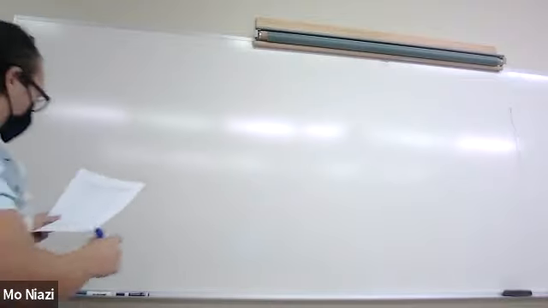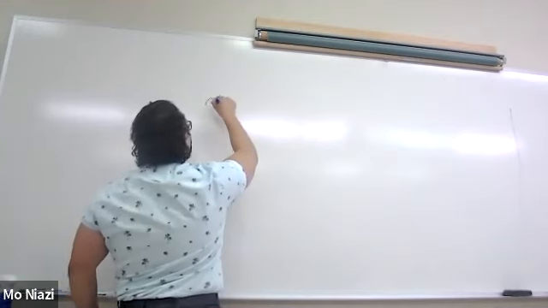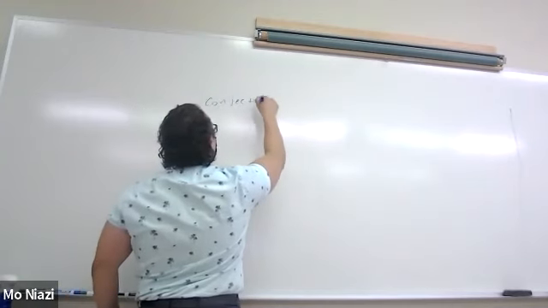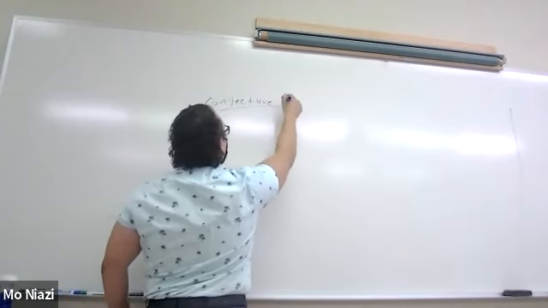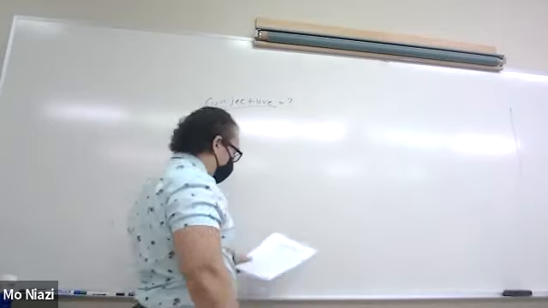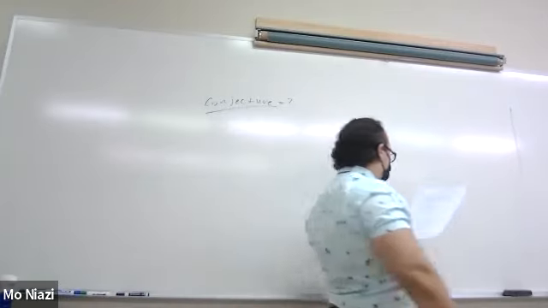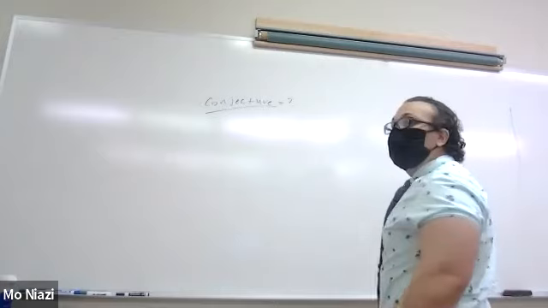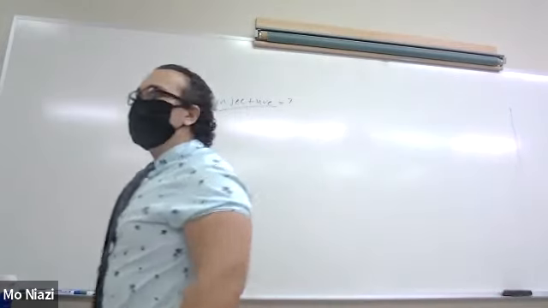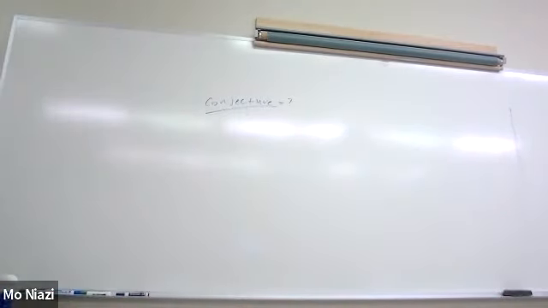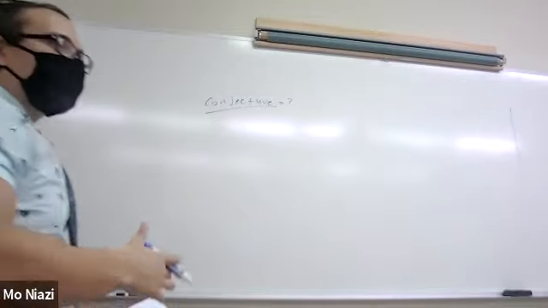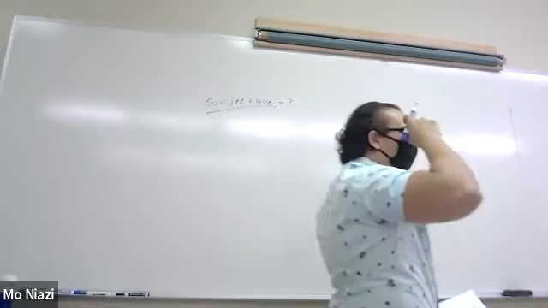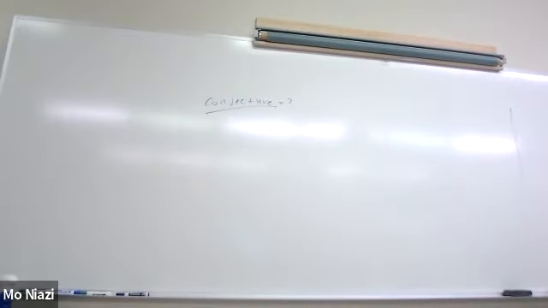So now let's go to 31. Make a conjecture. What is a conjecture? Pardon me? What is a conjecture? Who can tell me what a conjecture is? Raise your hand or just say it. This class is pretty informal.